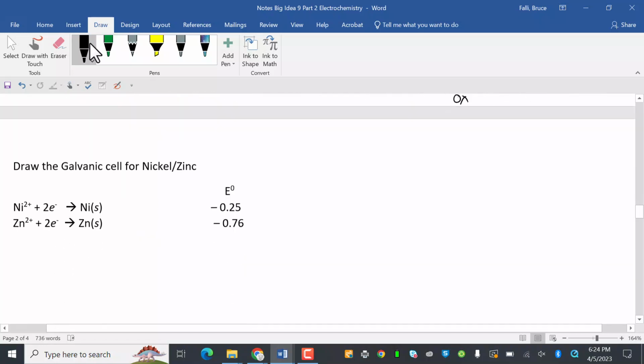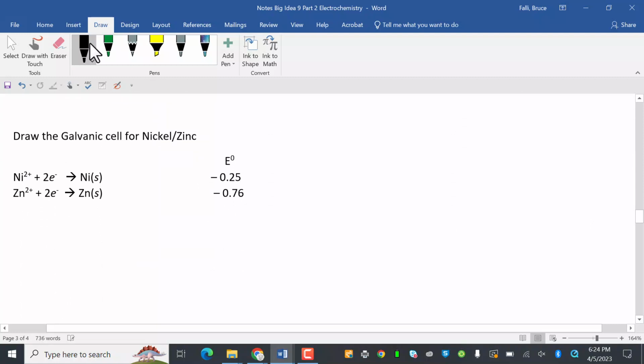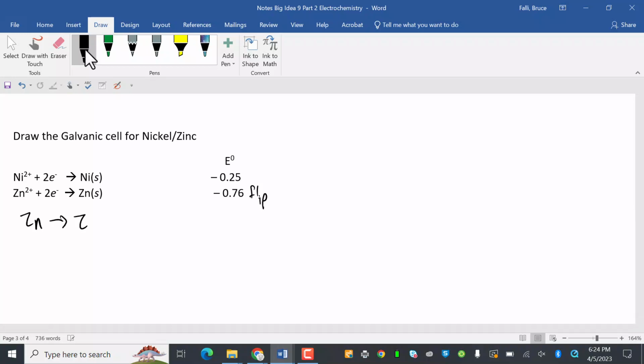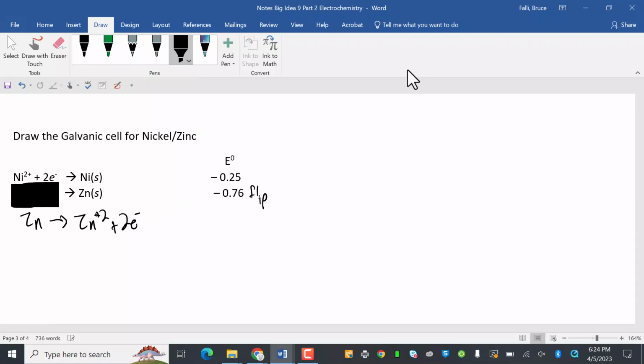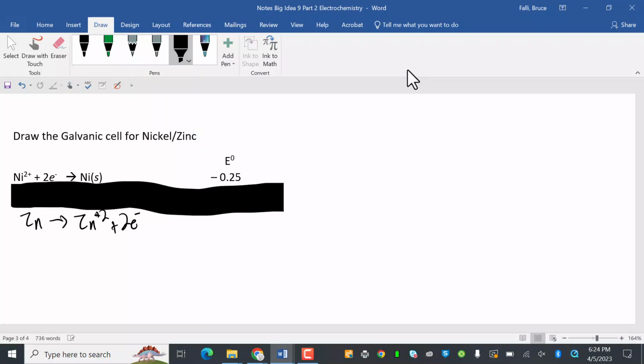All right. Draw the galvanic cell for nickel zinc. Okay, so I've got to flip one of these. I'm going to flip this one to make it more positive. So underneath, I'm going to write zinc yields zinc 2+ plus 2 electrons. Wipe out this guy. I don't want to look at it anymore. I forgot to write down this is positive 0.76 volts. And then looking at this, my electrons cancel already, so I don't need to multiply it by anything.